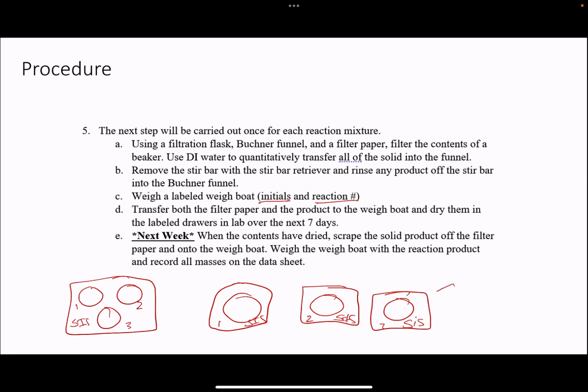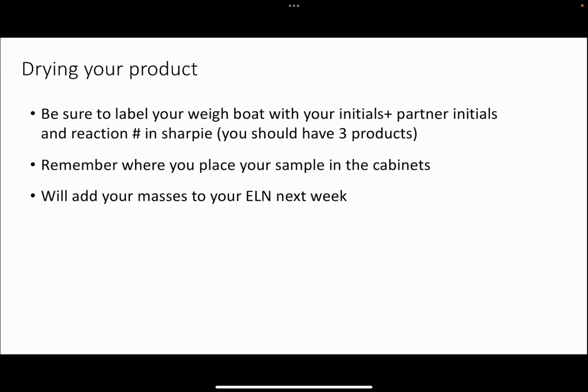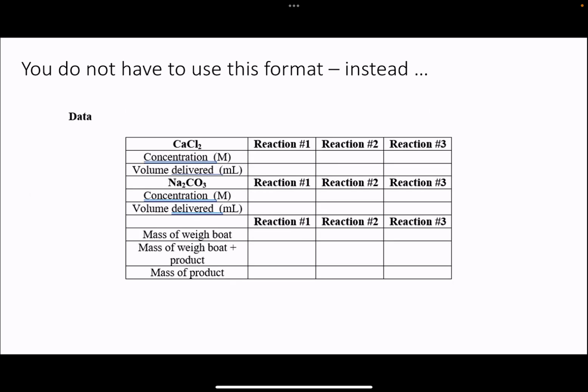So we'll make sure that these dry over the course of 7 days. We'll come back at the beginning of lab next week, and then we'll just weigh them and see what our product is, so that we can calculate percent yield. You should have 3 products between you and your partner, of course. Remember where you place your sample, and then we'll address your masses in your Word document and your Excel sheet.